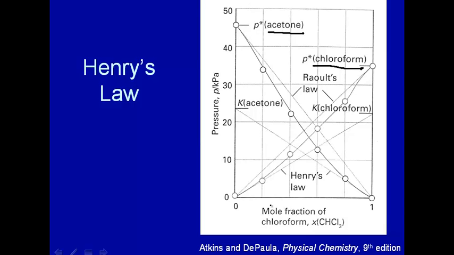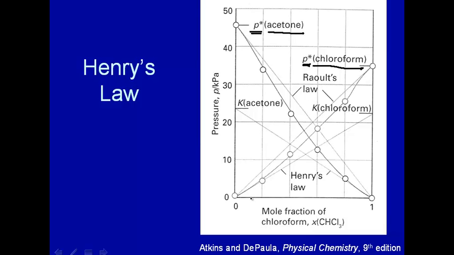Let's look at this. This is mole fraction of chloroform. So at 0 chloroform, you have pure acetone. So this pressure above the solution is just the partial pressure, or the vapor pressure, of pure acetone. Similarly, over here, you have 100% chloroform. The vapor pressure above that solution would be the vapor pressure of pure chloroform.